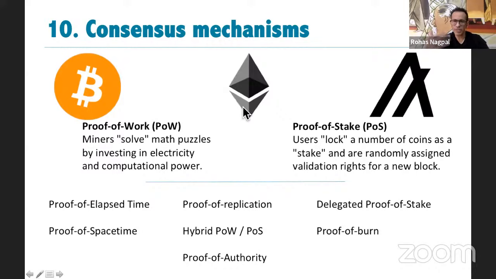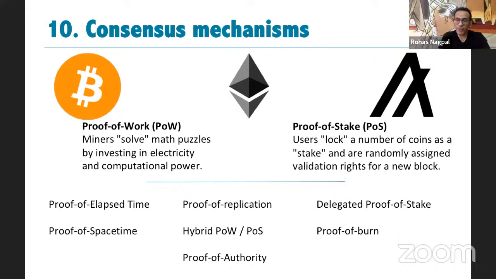Then we have consensus mechanisms. How does the blockchain actually do its magic? That's the consensus mechanism. So we spoke about proof of work in detail. Proof of work is where the miners are solving mathematical puzzles. Their expenditure is electricity and computational power. They calculate these nonces and hashes. That's proof of work. We saw it.